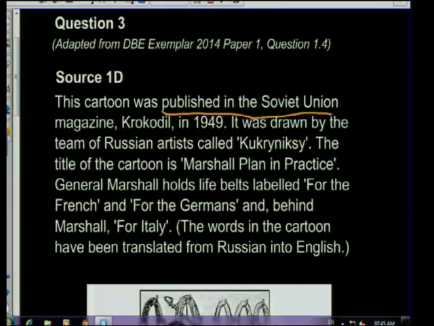It's important to know where the cartoon comes from because when you're analyzing it, you should be looking for clues that tell you that it was from the other side. Because obviously, even before we look at the cartoon, you know that if it was from the Soviet Union, it's going to portray the United States in a negative light. It also tells you that it was drawn by a team of Russian artists. The title of the cartoon is Marshall Plan in Practice, so it's the Russian view of the Marshall Plan.